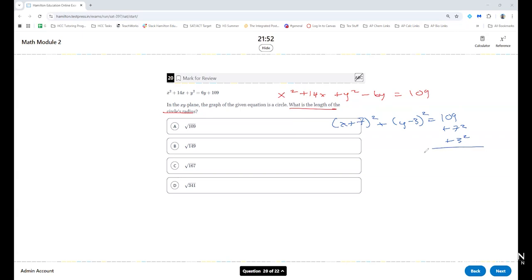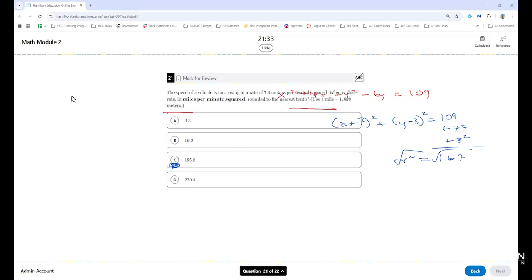When we add all these together, we get 167. Now, again, they like to trap you on that. That is r squared for the equation of a circle. So you need to square root both sides to get the correct answer. So, hope that made more sense. And we got 2 more to go.